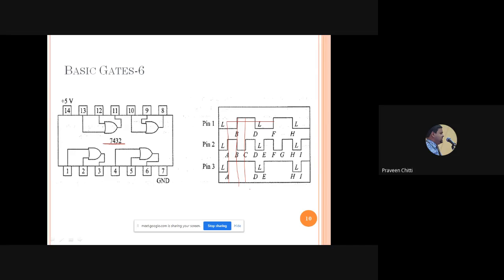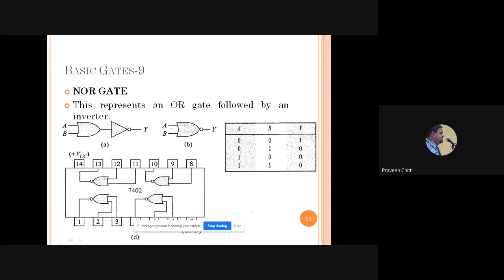I hope there should not be any problem in writing timing diagrams. Any difficulty in drawing the timing diagrams? Okay, fine. So we'll move on to the next gate then, because I want to quickly review all these basic concepts today.